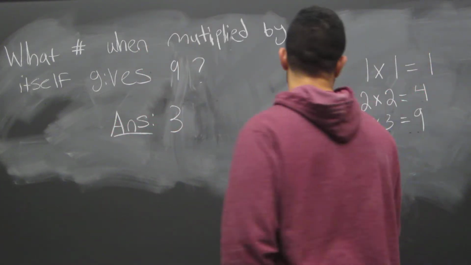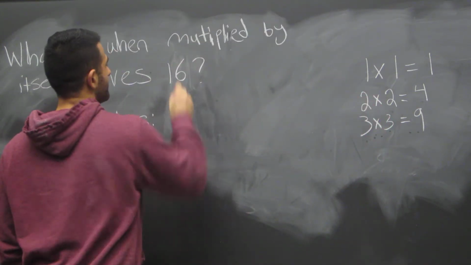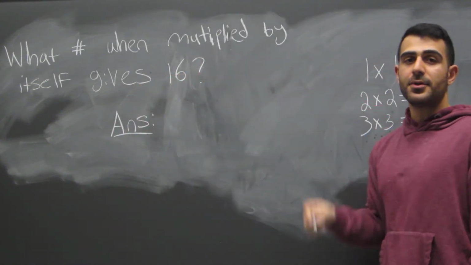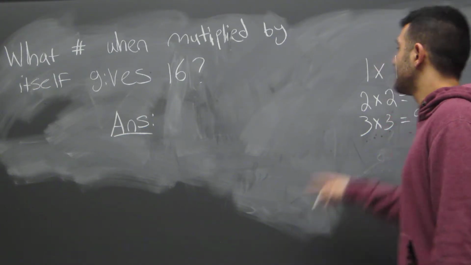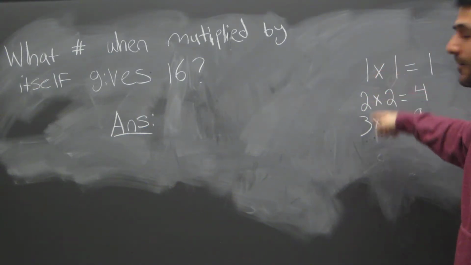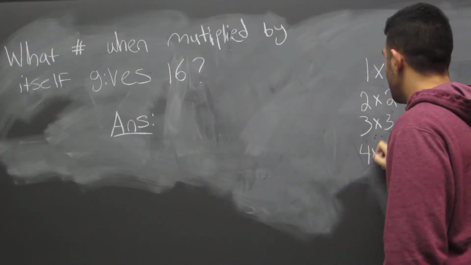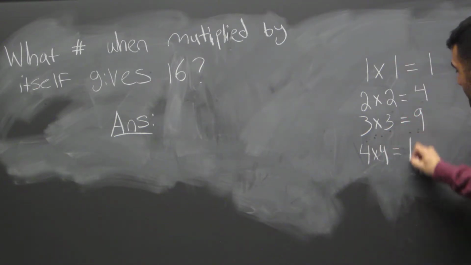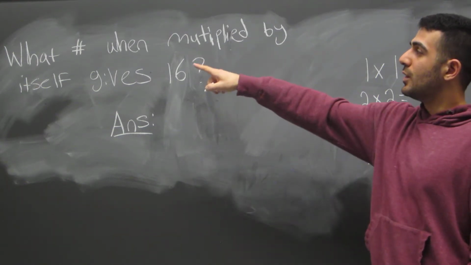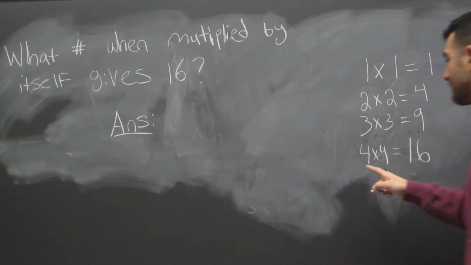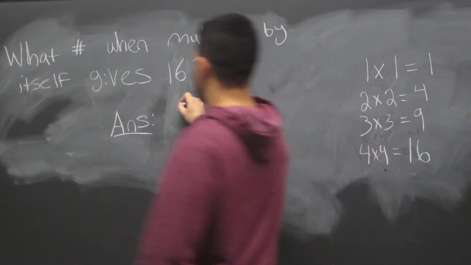Let's ask another question now. What number, when multiplied by itself, gives 16? So we've already calculated all these. Let's continue, because 3 times 3 is 9. 4 times 4 equals 16. This is the result we wanted. The question asks, what number when multiplied by itself gives 16? 4 multiplied by itself equals 16. Answer, 4.